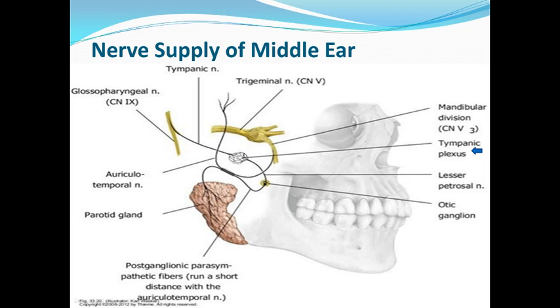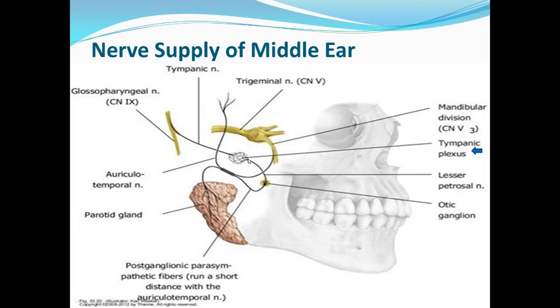supplies the nerve fibers or nerve endings to the middle ear, and this plexus is formed by the tympanic branch of the glossopharyngeal nerve, the ninth cranial nerve. Yes, this is the glossopharyngeal, the ninth cranial nerve, and this is the tympanic branch of this glossopharyngeal nerve. And also there is a nerve fiber, the lesser petrosal nerve, which is arising from the otic ganglion. Yes, this is giving nerve fibers to form the tympanic plexus.